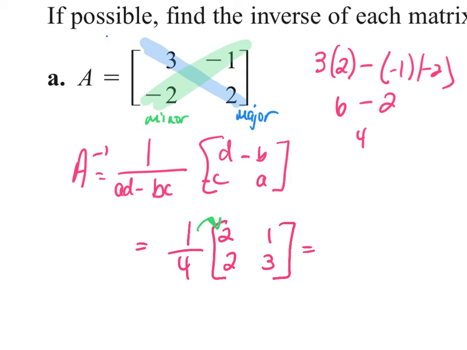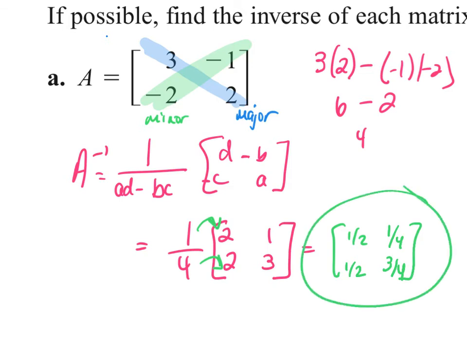Distribute it. What's 2 times 1/4, or 2 divided by 4? 1/2. What's 1/4 times 1? 1/4. What's 1/4 times 2? 1/2. And then what's 1/4 times 3? 3/4. So that's the inverse.